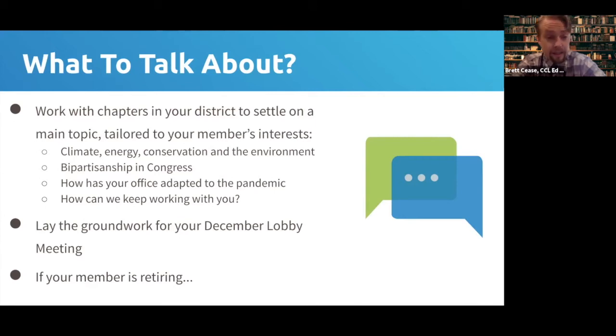But obviously anything connected to climate, energy, conservation, you name it, environmental topics in general are going to be key. Bipartisanship in Congress can be a topic, especially for purple districts that are competitive this fall, and they might not be being asked a lot, especially if they're in a district that is going to be hotly competitive. Certainly addressing systemic issues of structural racism, especially with all the social injustice that we're seeing right now. Certainly focusing on COVID, and how we can keep working with that office right now and highlighting the important work they're doing.